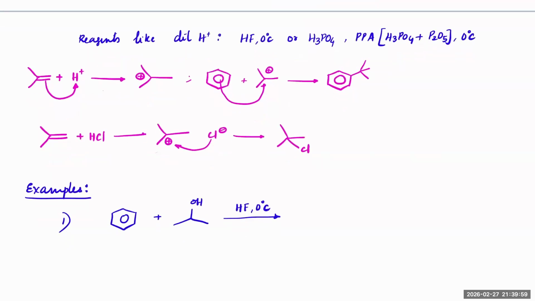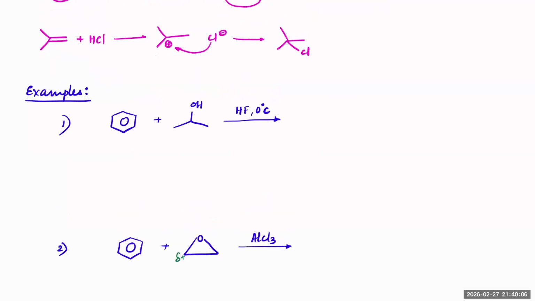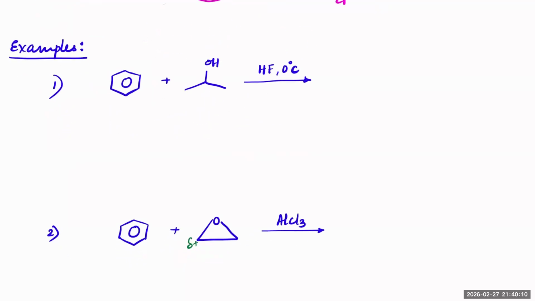Okay? Done. Now, the other alternative is that instead of alkene, we can take alcohols also. Now, how does the alcohol help? Same logic. You will get the OH protonated. You will get this as OH2 plus. And OH2 plus can easily leave to give a positive charge here plus H2O.